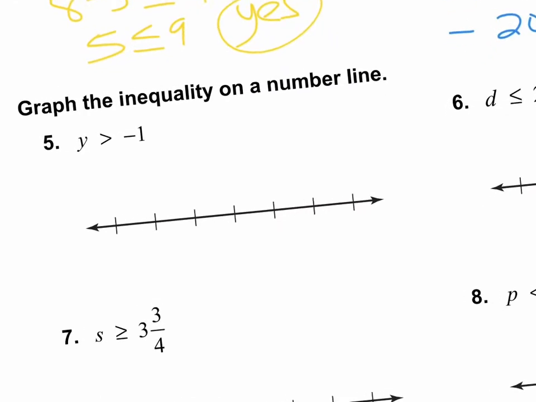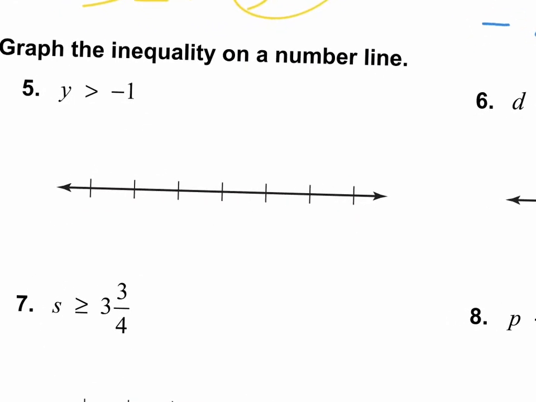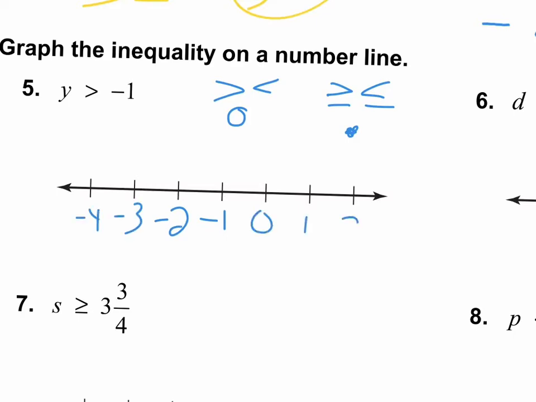Okay, graph the inequality on a number line. So if you have this sign or this sign, that means it does not include the number it is talking about, so it's an open circle. If you have this sign with the equal sign or this sign with the equal sign, it is a closed circle because that number is included, okay? So you can do it this way. I'm going to put negative 1 in the middle because that's where we're going. Negative 2, negative 3, negative 4, 0, 1, 2. Since this is my sign, it would be an open circle at negative 1.